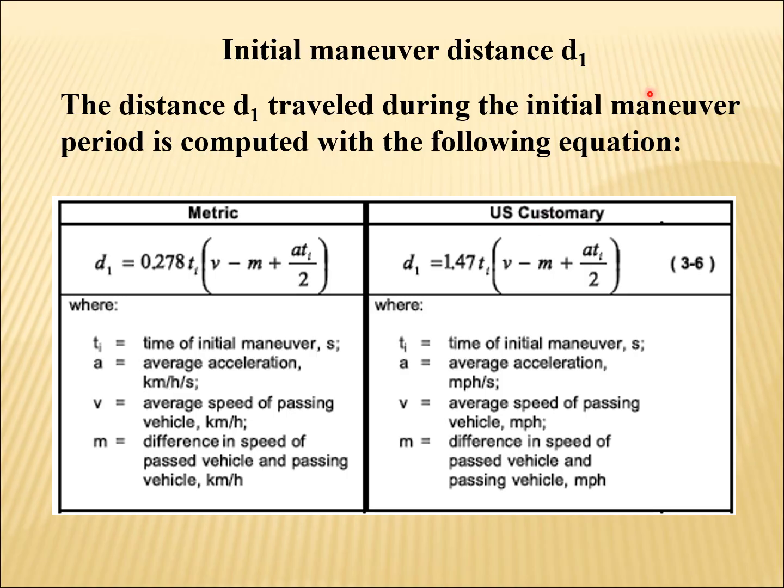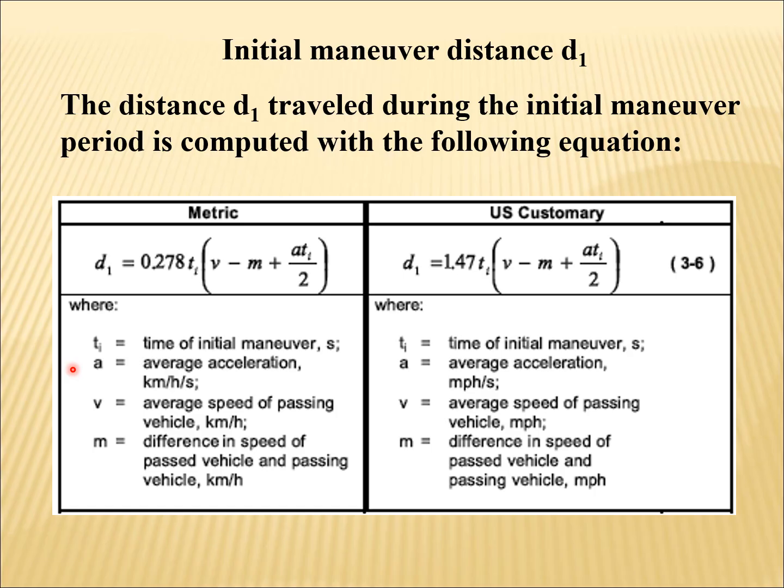Now look at the D1 distance. How can we determine that? To determine D1, we will have to use this particular formula in the metric system and this one in the US customary. If I look at this formula, you can see here T sub I, this is the time of initial maneuver in seconds. A is the average acceleration. Look at the units, very interesting units: kilometer per hour per second.